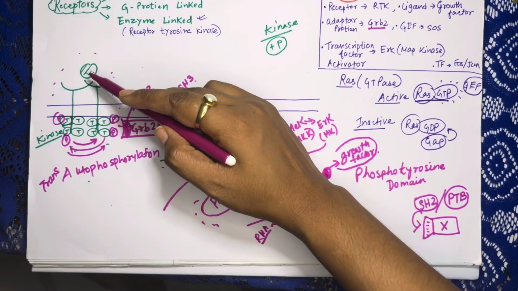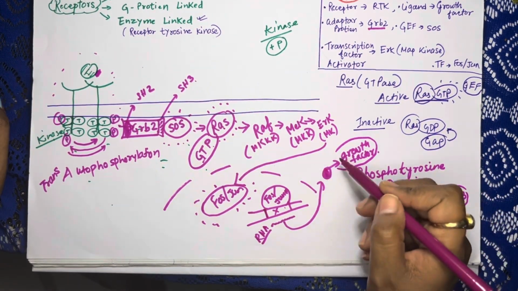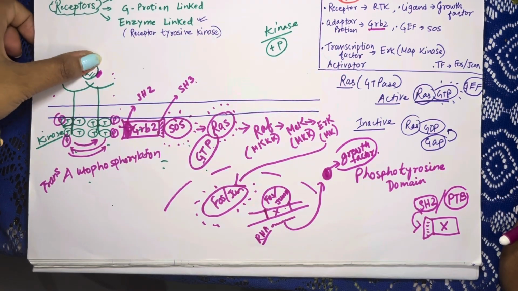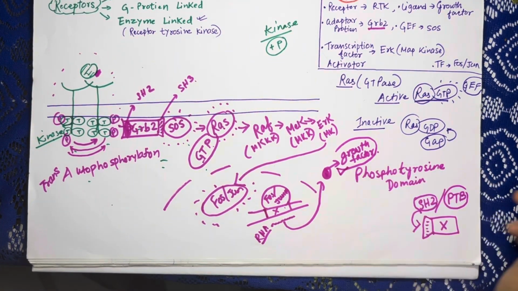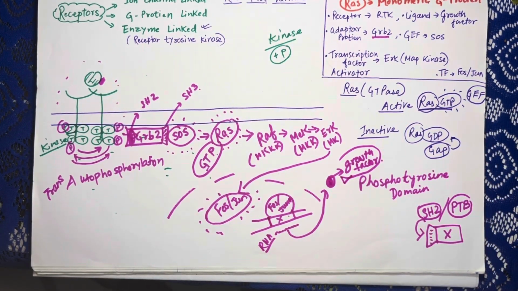So this ligand was coming with the information that now a growth factor has to be made. So this ligand is finally helping in activation of a growth factor. This is how RAS-MAP kinase works. So this entire pathway is known as the RAS-MAP kinase pathway.